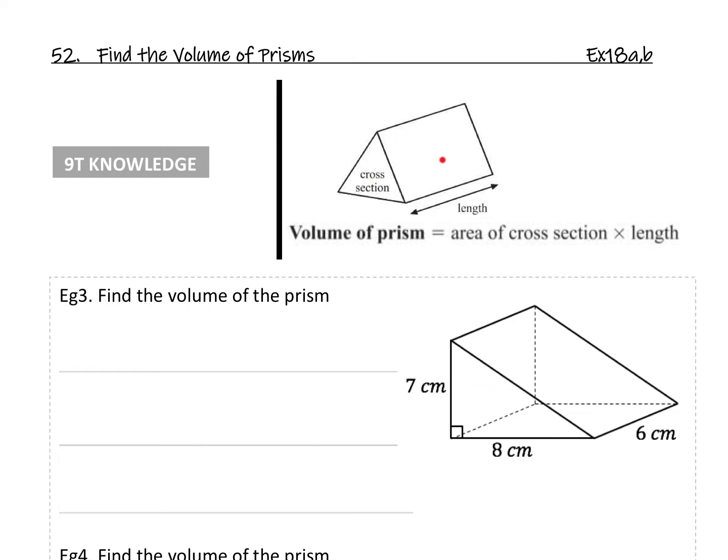So you can't call this the front because as you move back, that rectangle gets smaller and smaller and smaller. So the cross-section is something that stays the same. If you cut it at any part along that shape, along the length, you would get the same cross-section.